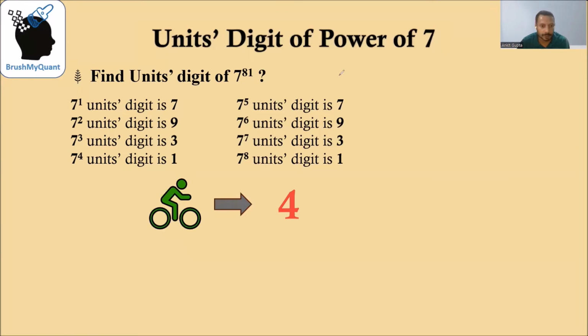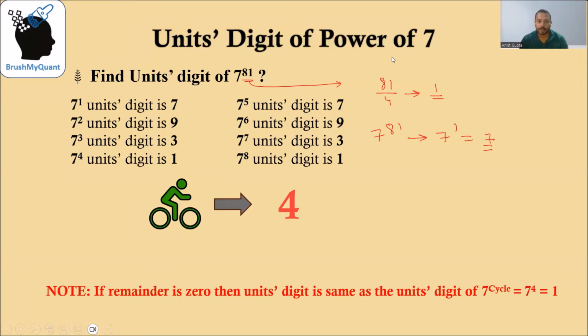Now how do we use that information? So for 7 raised to 81, we need to divide the power 81 by 4 and check the remainder. If we do this, we'll get a remainder of 1. That means 7 raised to 81 will have the same units digit as 7 raised to 1, which is equal to 7 itself. Now note that while finding the remainder, if you get the remainder as 0, that means the units digit will be the same as the units digit of 7 raised to the cycle, which is 7 raised to 4, and that will be equal to 1.